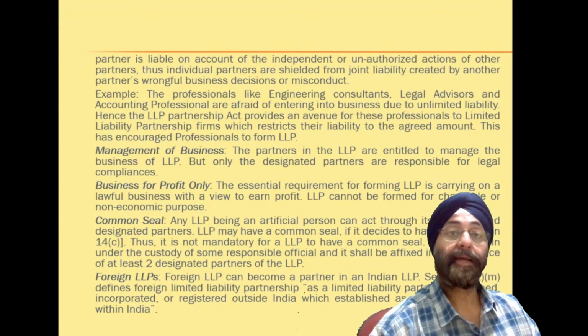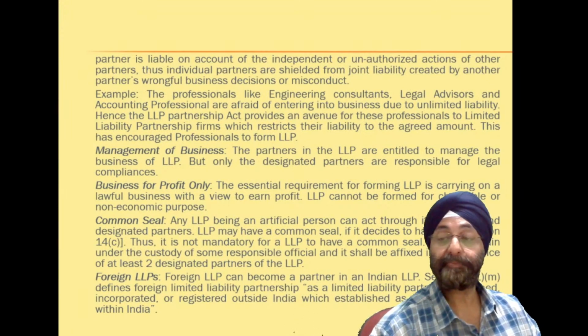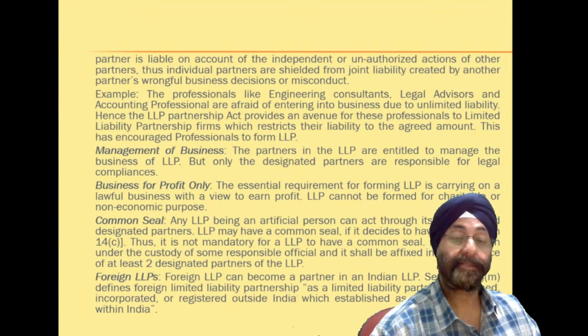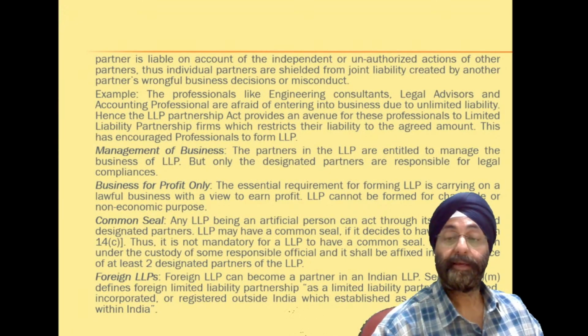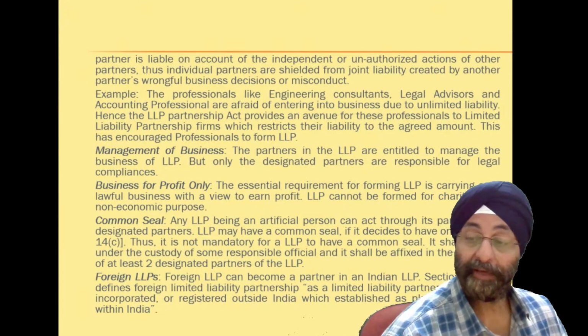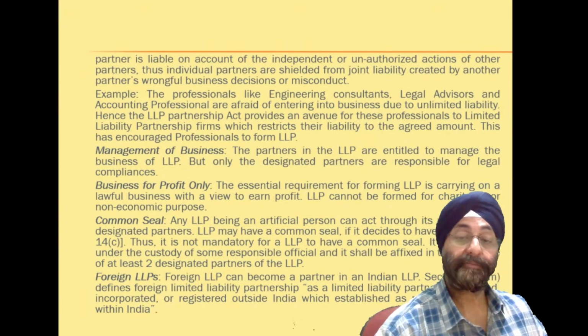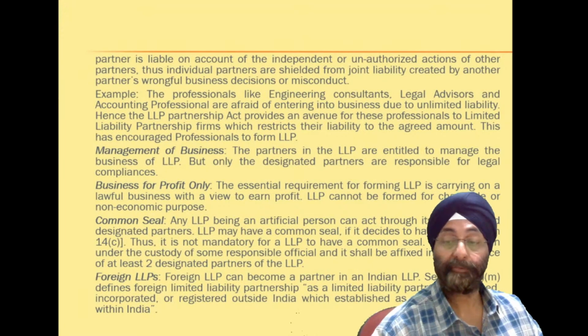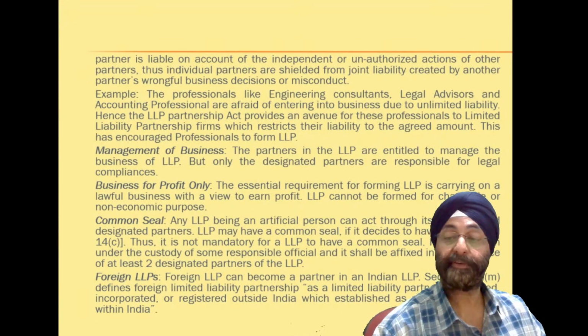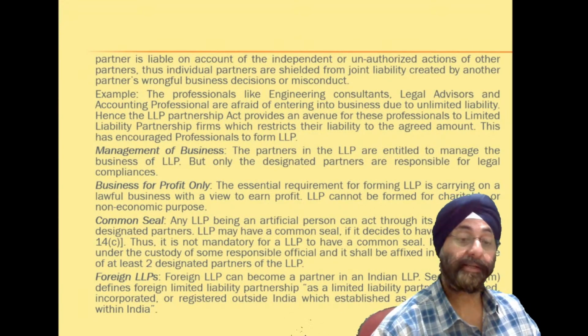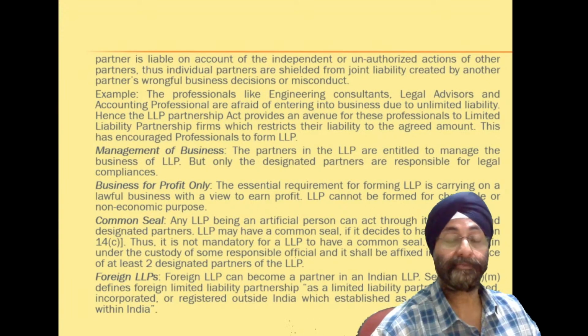Common seal. An LLP, being an artificial person, can act through its partners and designated partners. An LLP may have a common seal if it decides to have one; it is not mandatory for an LLP to have a common seal. It shall remain under the custody of some responsible official, and it shall be affixed in the presence of at least two designated partners of the LLP.